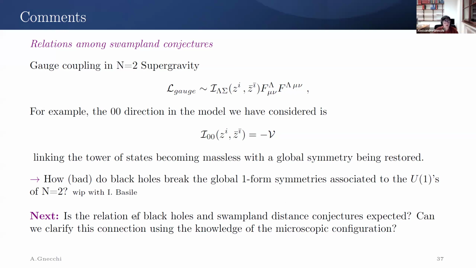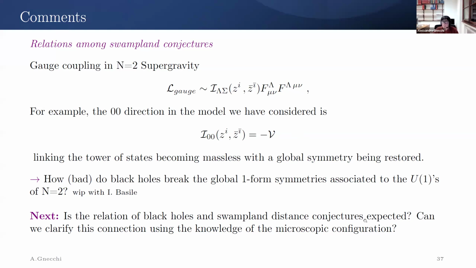And there's a work in progress with Ivano Vasile, trying to study how black hole states break the global 1-form symmetries that are associated to any abelian fields in N=2 supergravity. They should break them, and the masses of these BPS states can quantify how much the one-form symmetry is broken in string theory.